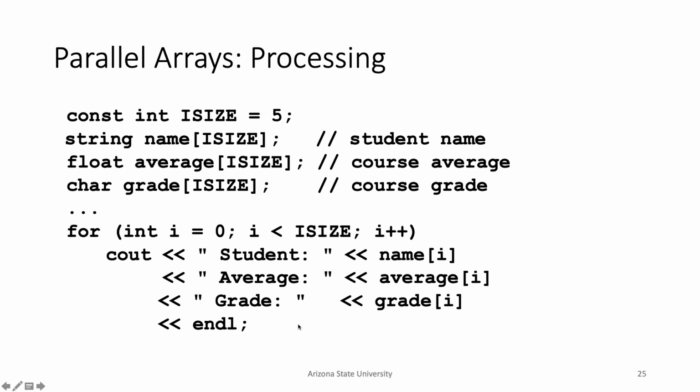So of course, if I wanted to print out the data of each student, what I would do is loop over all possible indices from 0 to the size, and I print student with the corresponding student name, average with the corresponding average, grade with the corresponding grade, and new line. So I asked a question last time for you to think about. Is there a better way to do this?